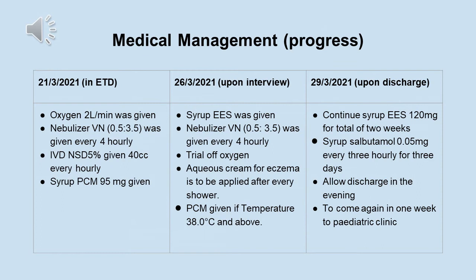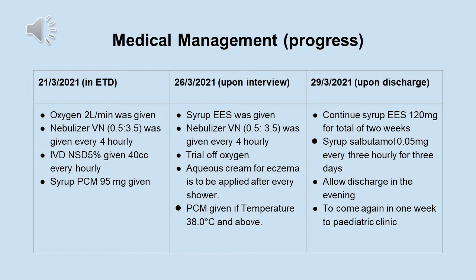Her progress for medical management was taken during 3 parts, which were in ETD, upon interview, and upon discharge. In ETD, she was given oxygen 2 liters per minute, and nebulizer Ventolin was given every 4 hourly. She was also given IV drip NSD5 40 mils hourly. And she was given syrup PCM 95 milligram because she was having fever at the time, which was 38 degrees Celsius.